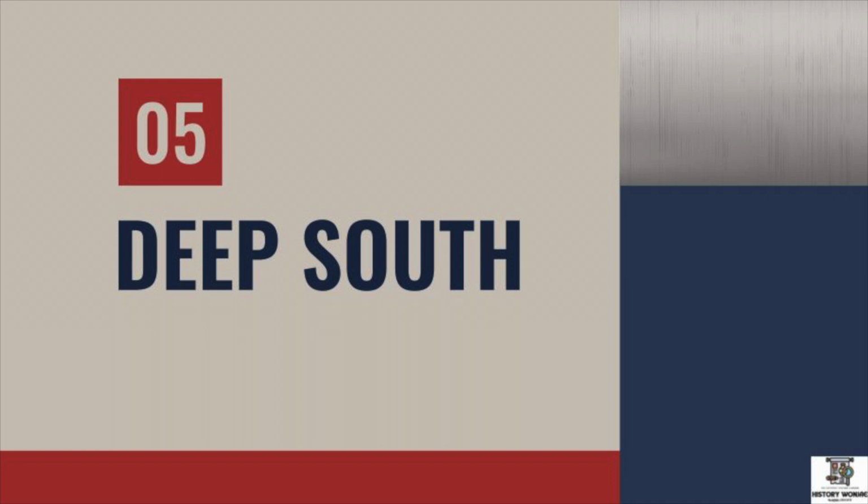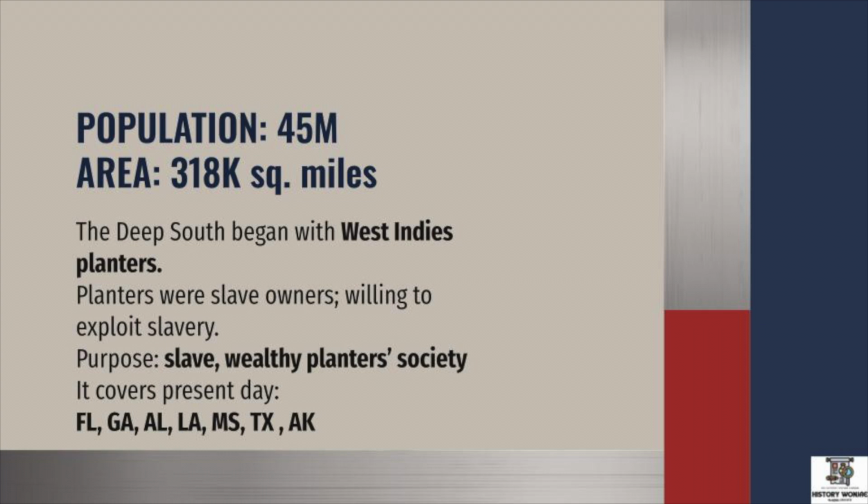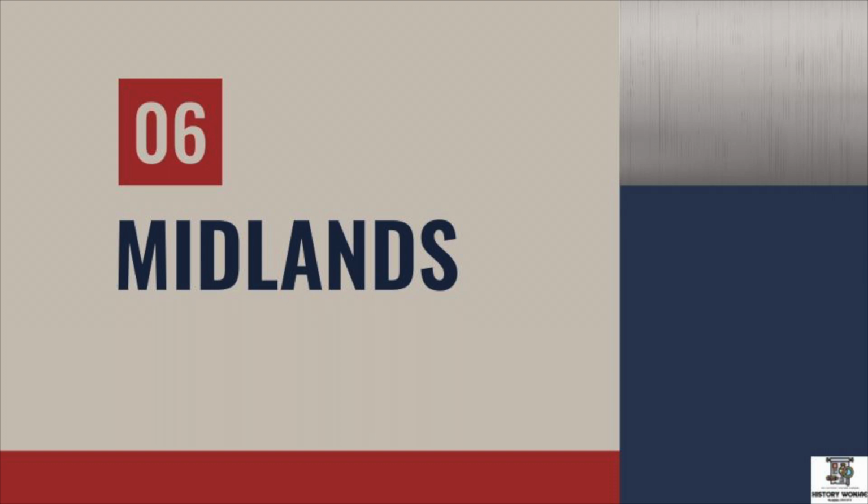And as we move all the way down to the southern part of North America, where the nation named the Deep South is situated. The Deep South covered most of the southern regions of the states nowadays, but settlers of this Deep South did not directly come from Europe. Instead, they were West Indian planters who were willing to exploit slavery and continue the hierarchical system of society.